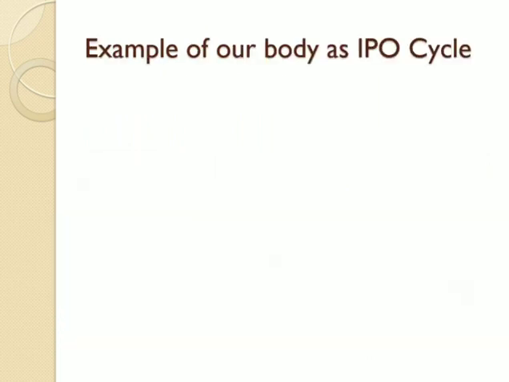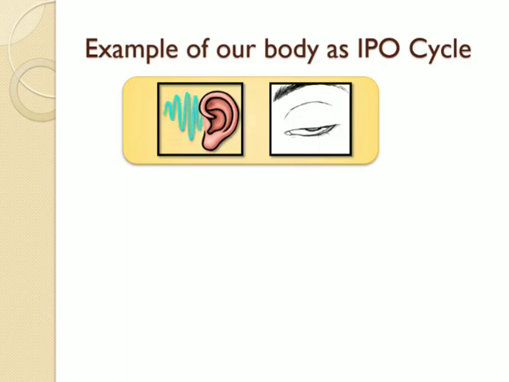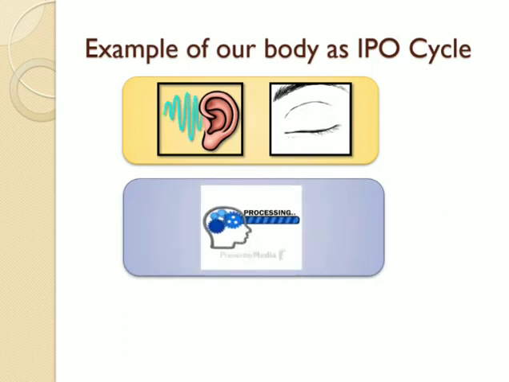Now let's take an example with our body parts. Did you understand the IPO cycle now? Everything in our real life works on the IPO cycle. When the teacher asks us a question, we hear that question with our ear and we see with our eye. Then our brain stores everything the teacher says and thinks for an answer.